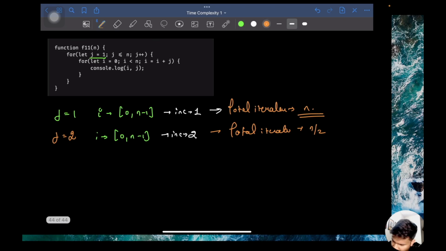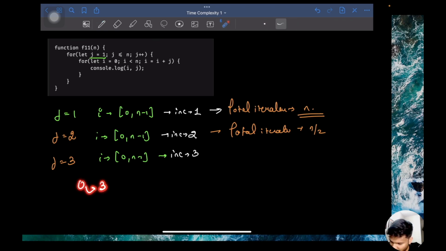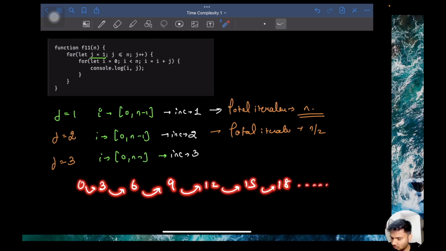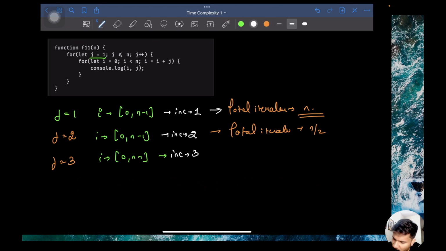Then j becomes 3. i still goes from 0 to n minus 1. But this time the increment is what? i equals i plus 3. This time the increment is of 3. Just think about it. From 0 you go to 3. From 3 you go to 6. From 6 you go to 9. From 9 to 12. 12 to 15. 15 to 18 and so on. So how many total terms are there? There are total n by 3 terms, right? So total iteration becomes n by 3 only. As simple as that.